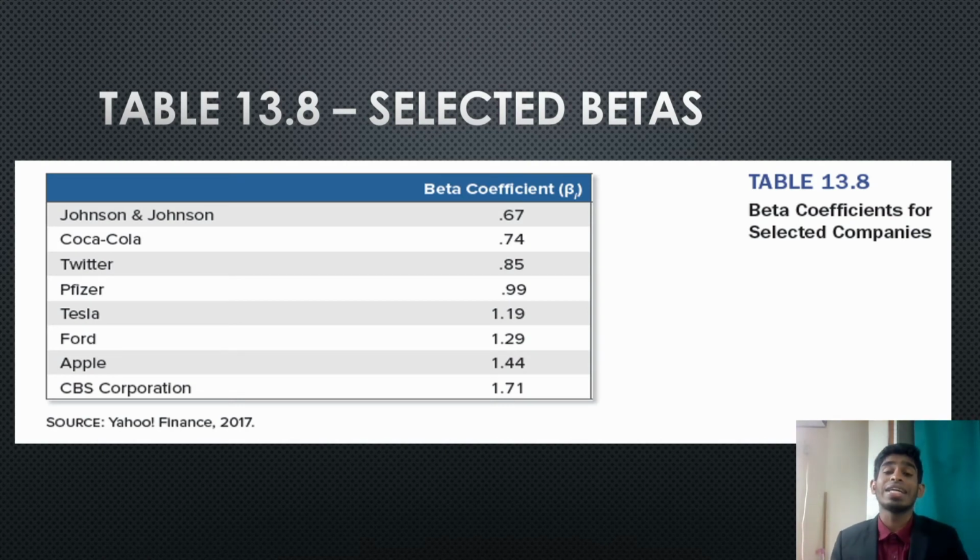Okay, dalam slide ini kita boleh tengok selected betas of some companies lah. Contohnya Johnson & Johnson, Coca-Cola, Twitter, Pfizer, Tesla, Ford, Apple and SUBAS Corporation kan. So ini merupakan beta coefficient bagi company-company tersebut. So this is an example for you guys to see the beta coefficient of those companies. Okay, let's go to the next slide.